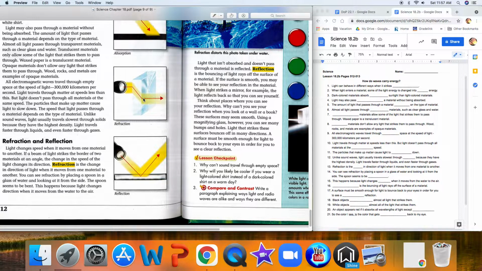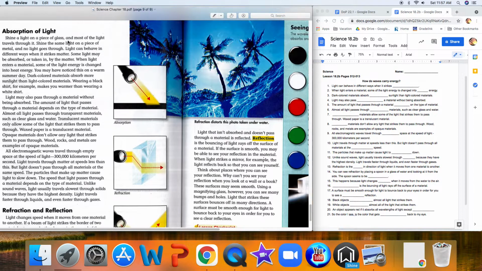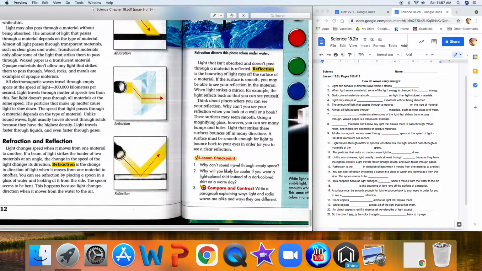When I think of the word refract, I think the word bend. When I think the word reflect, I think the word bounce. When I think the word absorb, I want the word take in. Wherever that was up here where we said it absorbs it, it takes it in. So refract bends light, guys. They'll tell you that right here. Refraction is the change of direction when light moves from one material to another.